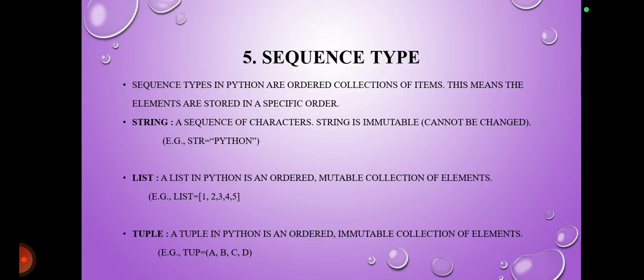Last we have the tuple. Like a list, a tuple is also ordered, but unlike a list, it is immutable, which means once it's created, you cannot change its contents. Let's see one example. tup = (a, b, c, d). Tuples are useful when you want to protect your data from being changed accidentally. So this is all about Python data types. Thank you.